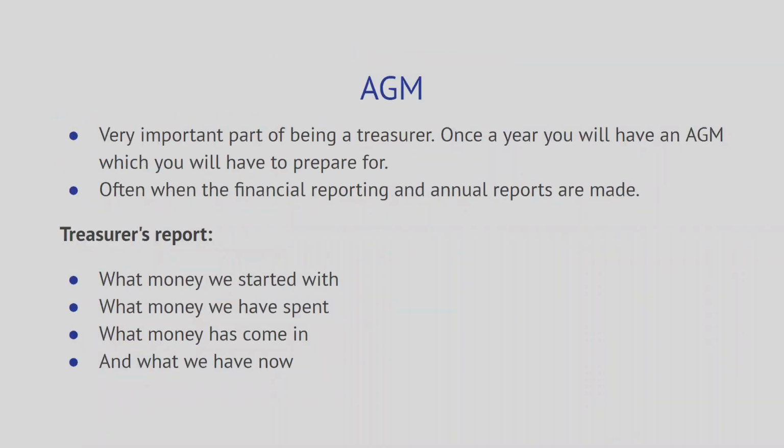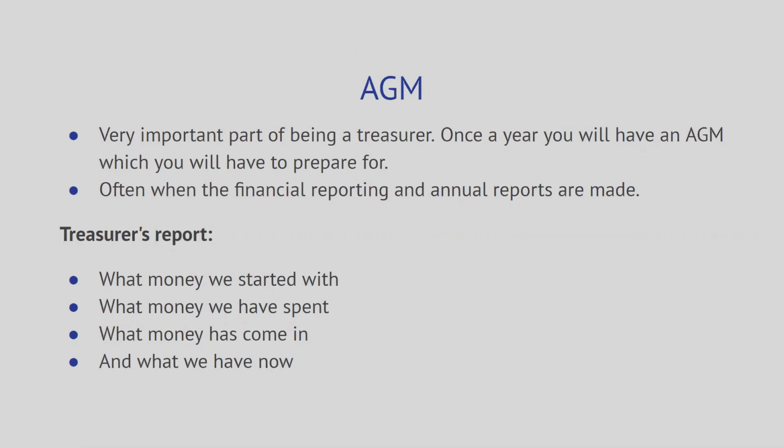For every year's AGM, the treasurer has to prepare a financial report for their interested parties. In the treasurer's report, you should include what money we started with, what money we have spent, what money has come in, and what we have now. And I'll pass it to Caleb.